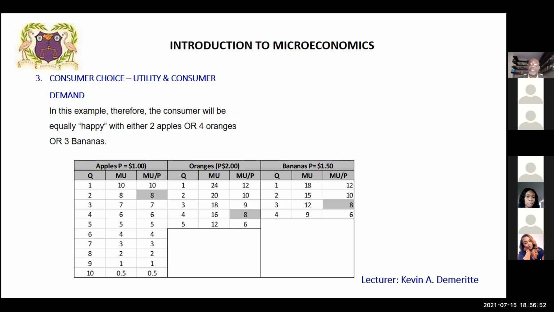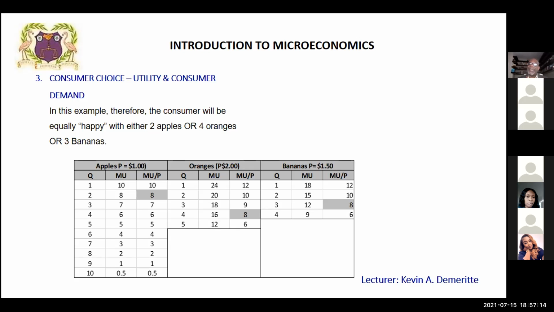But we're assuming that for that first orange, you got 24 units of satisfaction. I guess you really like oranges, more than apples, because that first apple only gave you 10 units. The first orange gave you 24 units of satisfaction. But the orange costs $2 each.